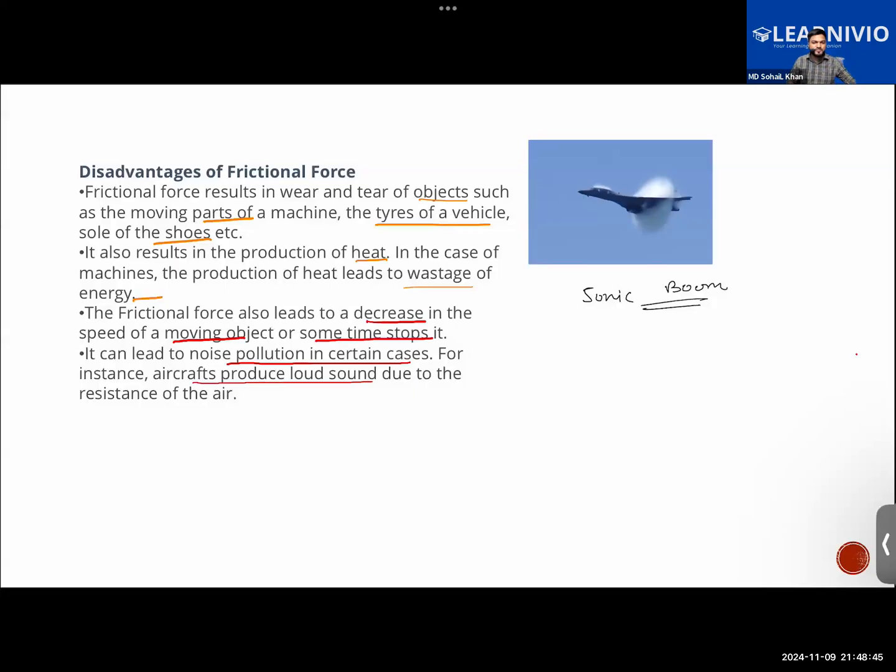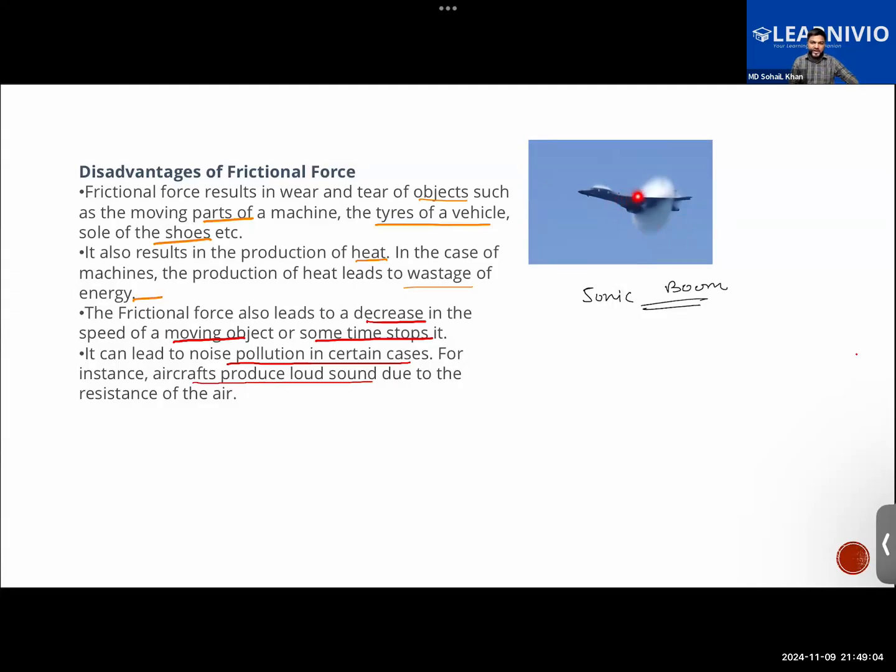So that is one thing. Further, friction: many times we hear the sonic boom when jet crafts travel at a speed more than that of sound, and thereby they produce a loud sound called a sonic boom. So that is also because of the frictional force.